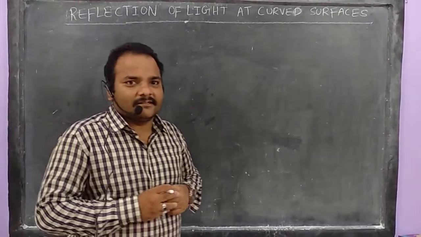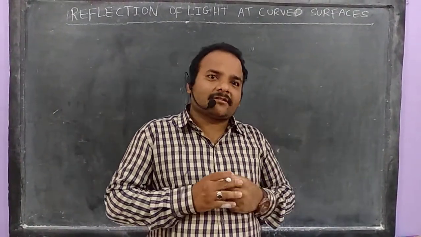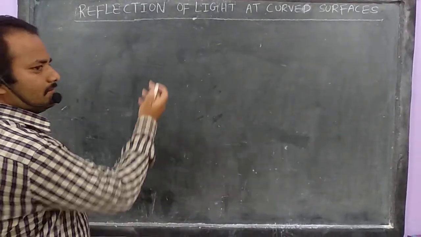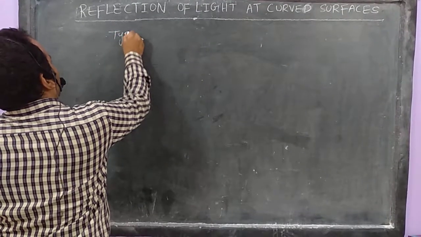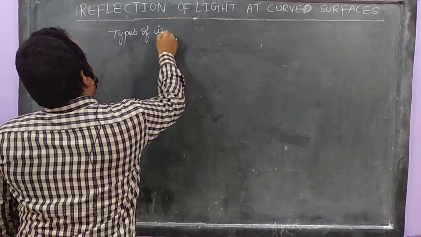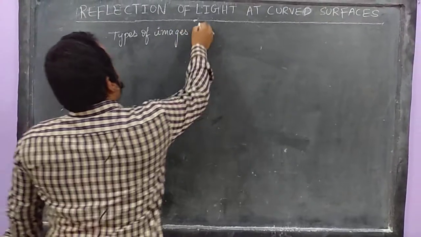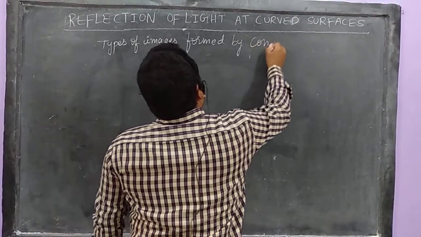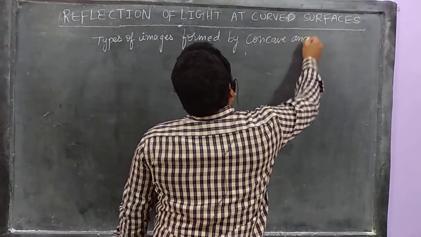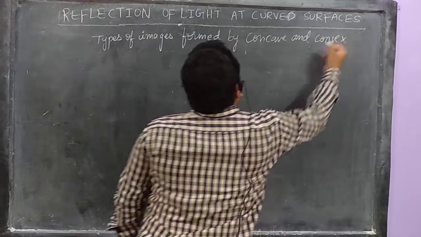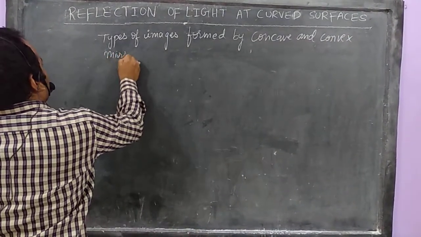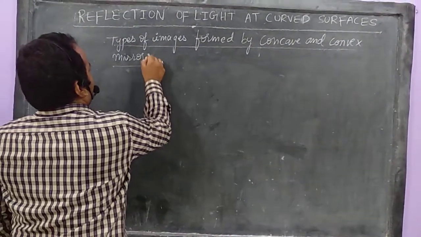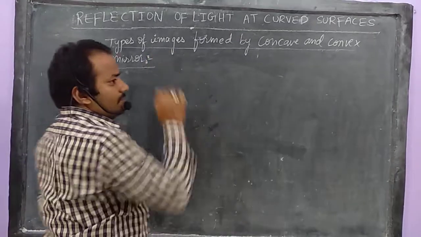Today we are going to discuss reflection of light at curved surfaces, part 2. So today the topic is types of images formed by concave and convex mirror. Types of images formed by concave and convex mirror.